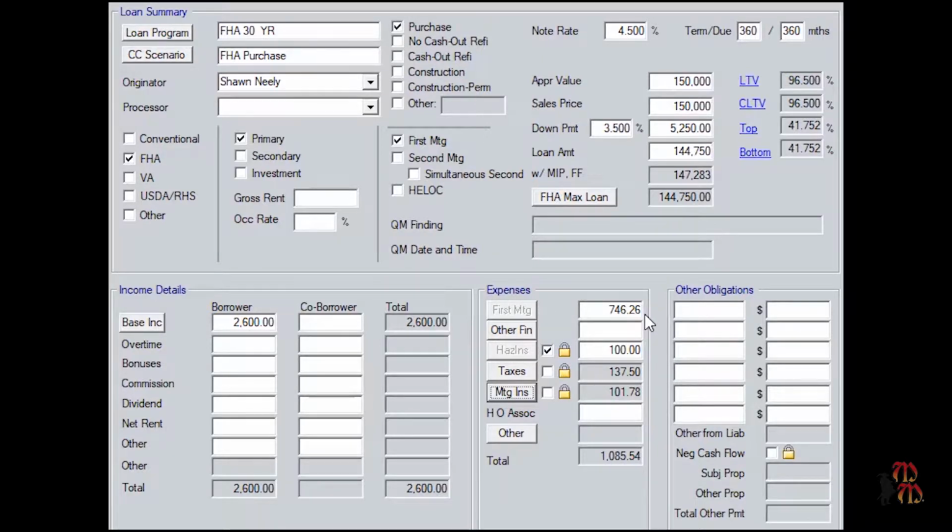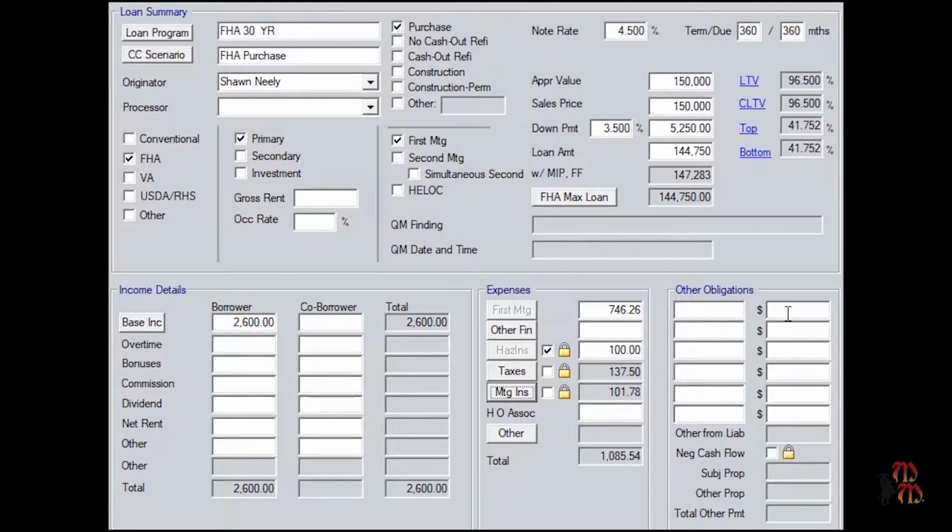So it's principal and interest, shows as a first mortgage, homeowners insurance, taxes, which are property taxes, and your mortgage insurance, which is your PMI. So total monthly payment of $1,085.54. Easy math. And if I take this number and divide it by this number, then I get this for your debt to income ratio. But this is just the top. This is only your house payment.